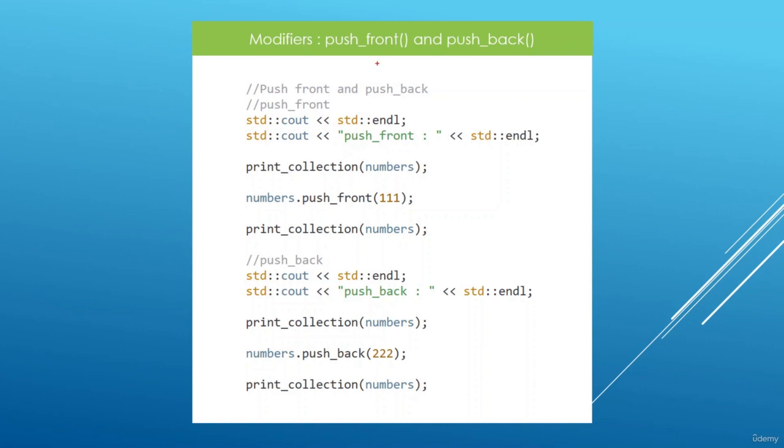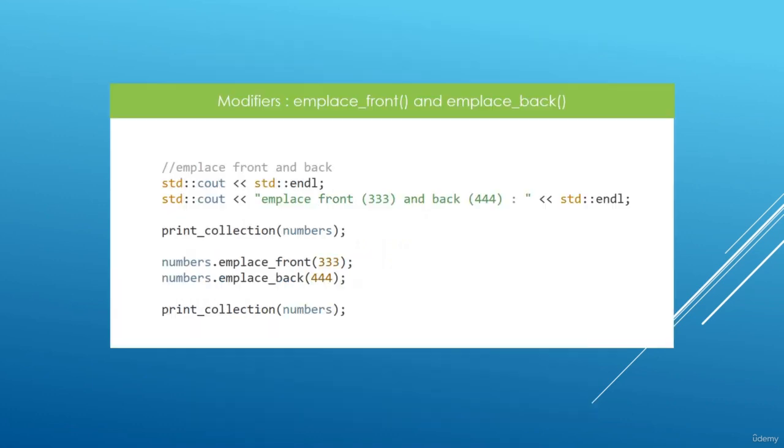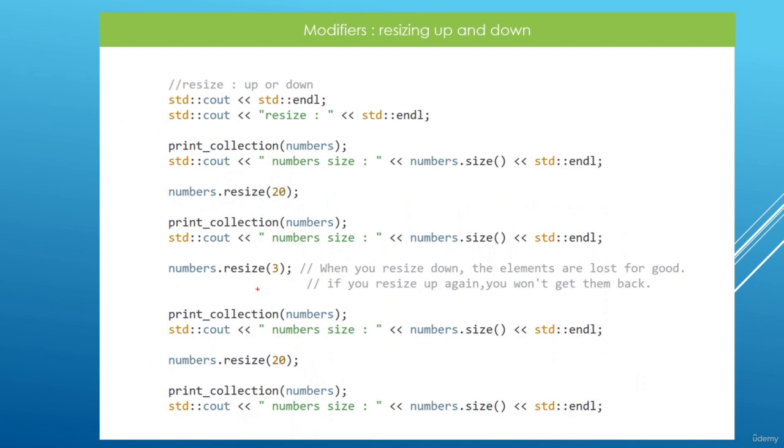It is also possible to push elements into the collection. We can push from the front and we can push from the back, as you see right here and right here. We can emplace from the front and from the back, and we have a bunch of examples here. It is also possible to resize your std list container, and the behavior is exactly like we have seen for a forward list. So we have the ability to either resize up or down.